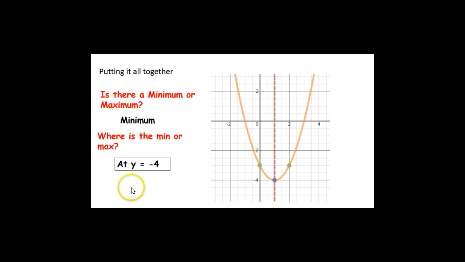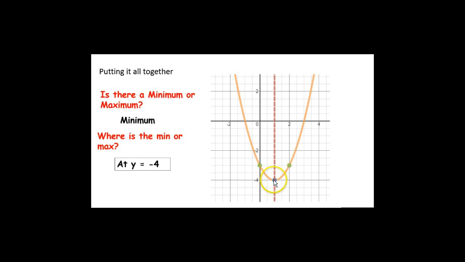Okay, the final point about section 2 is that it asks you if there's a minimum or a maximum. Minimum means low, right? Since our graph has a low point, we call this the minimum. What is the minimum? It occurs at the bottom, which happens at negative 4.